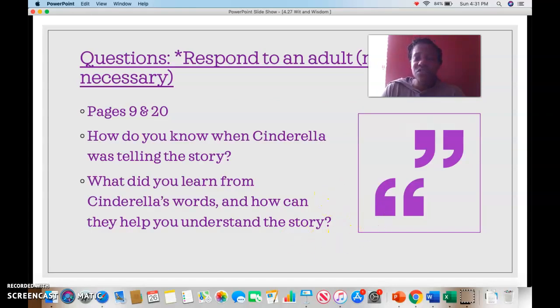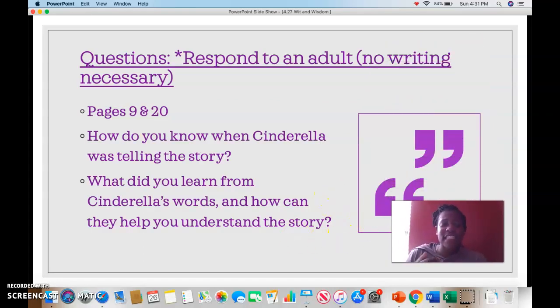Now, you do not have to write these down. I want you to respond to an adult just like we did before. No writing is necessary for this part. How do you know, again, when Cinderella was telling the story? When is our main character speaking? And think about what you learned from Cinderella's words and how they can help you understand the story.